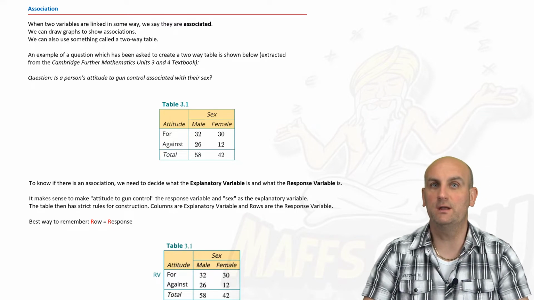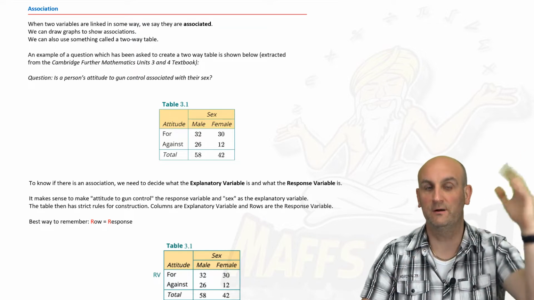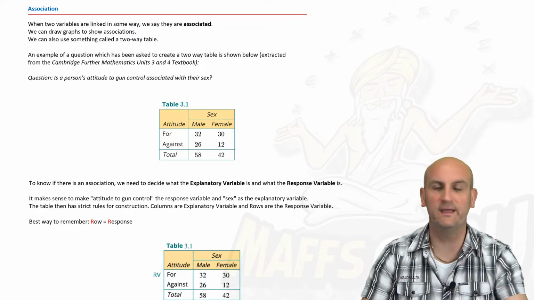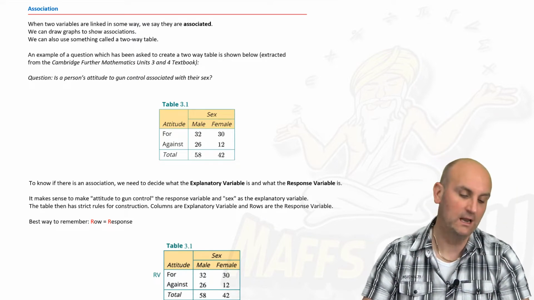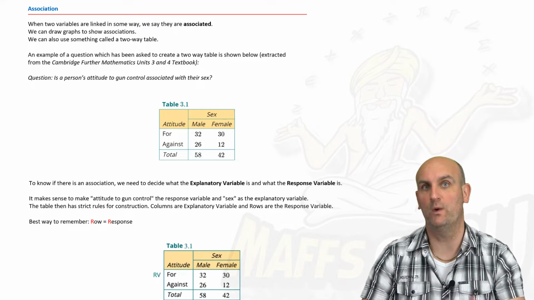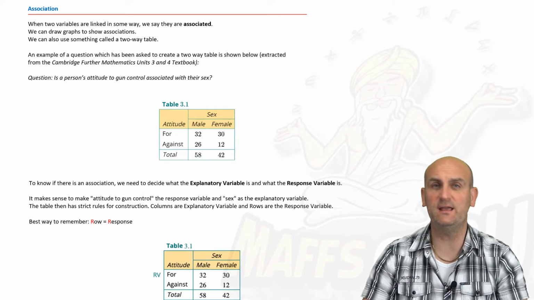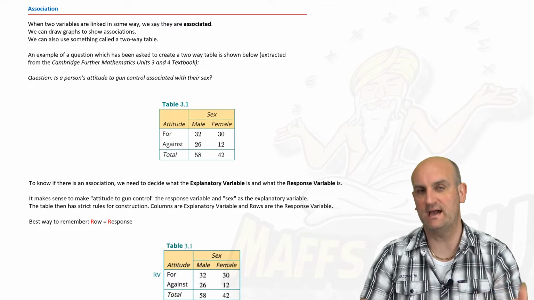We've just done that a moment ago. That was with numerical data, and scatter plots or line graphs are really good for that. But we can also use something called a two-way table, and two-way tables are really good for categorical data.